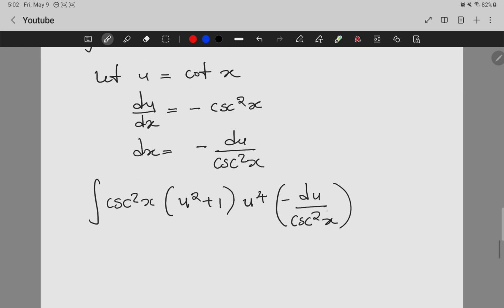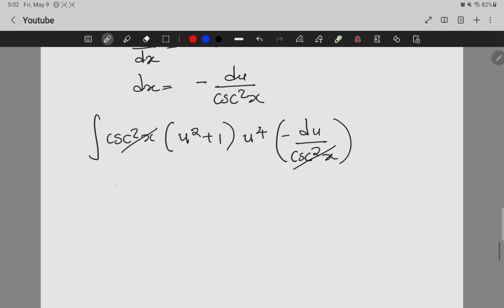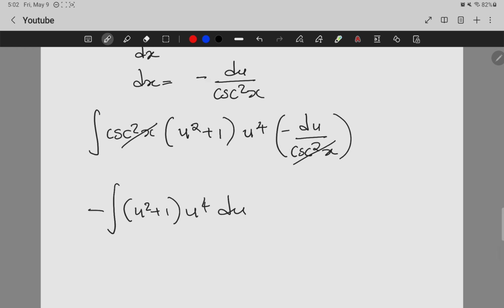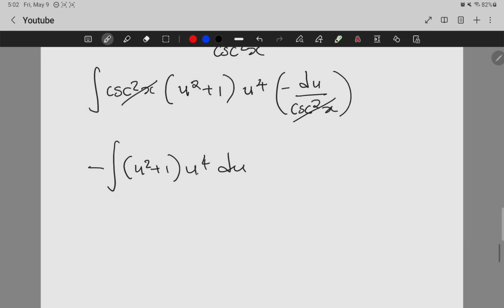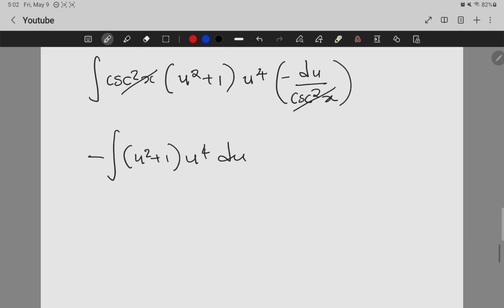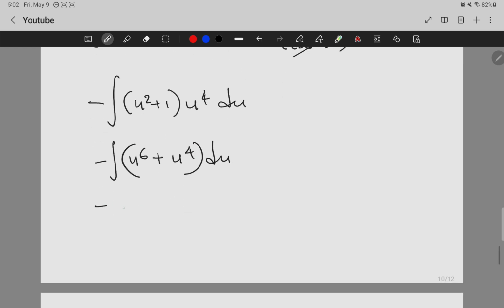x. Here we see that the cosec squared and the cosec squared will cancel out, leaving us with the integral of u squared plus 1 multiplying u to the power 4 du. Then the minus will come outside here. When you distribute the u to the power 4 there, this will be u to the power 6 plus u to the power 4, then du. When you integrate here, we're going to have minus u to the power 7 over 7 minus u to the power 5 over 5 plus c.